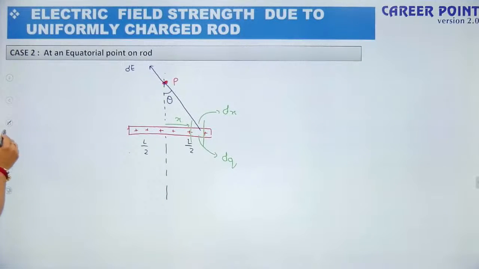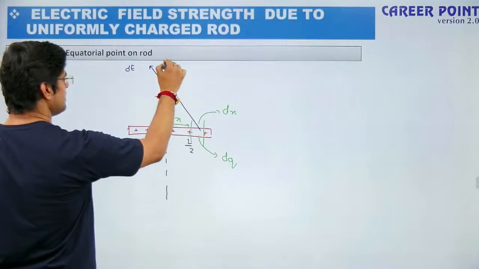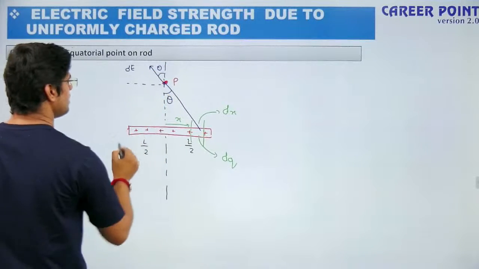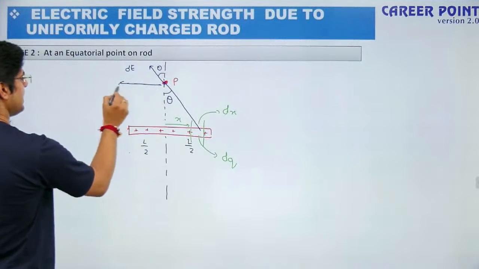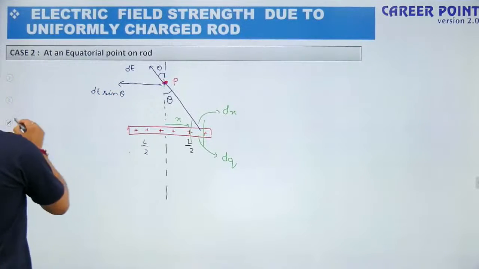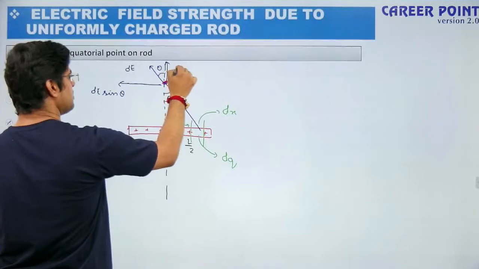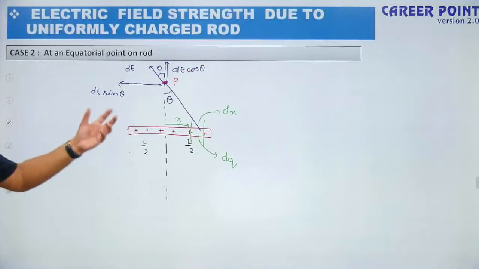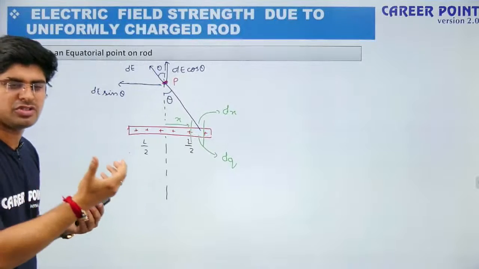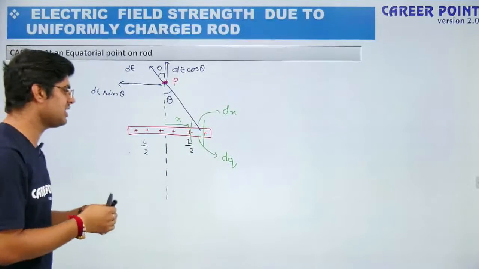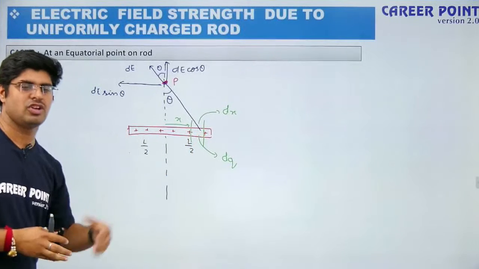Now if this angle is theta, we can easily mention that this vertically opposite angle will also be equal to theta. In this case, this will be the direction in which we can write the component dE sin theta, and in this direction the component which will come is dE cos theta. So one thing we can be sure of: if I take many small elements on this rod, then what will happen?